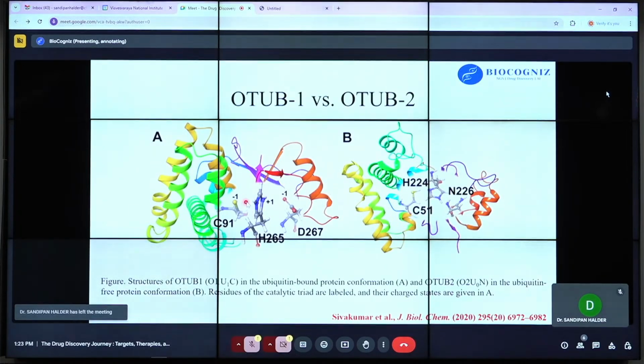You can see in the OTB1, it is in the ubiquitin bound protein conformation, and in the charged state, it is the active conformer. Whereas in the case of OTB2, it is ubiquitin free, right? It's ubiquitin free, and it's in the neutral state. Right, neutral state, it is the active conformation.